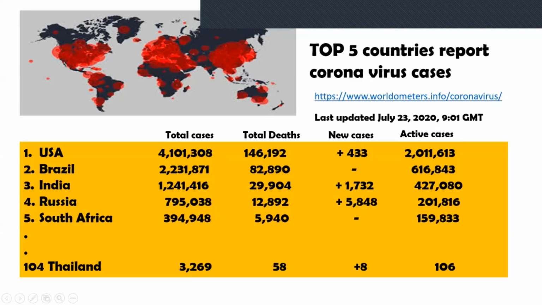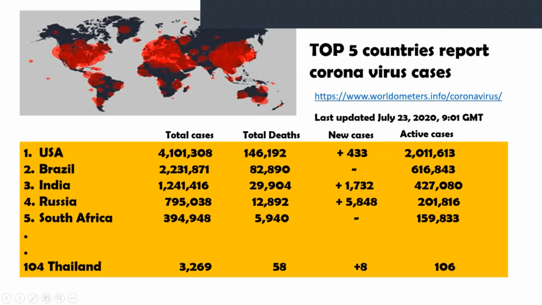With total cases of more than 4.1 million persons, and still active cases of more than 2 million persons. The second will be Brazil. The third one is India. The fourth is Russia. And the fifth right now is South Africa. This is the statistics about coronavirus cases. For Thailand, we rank 104.